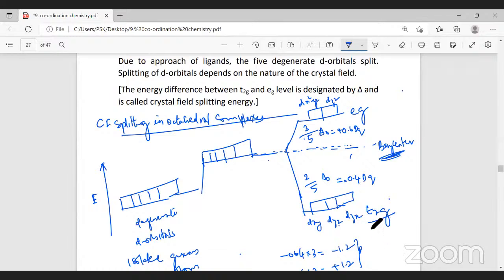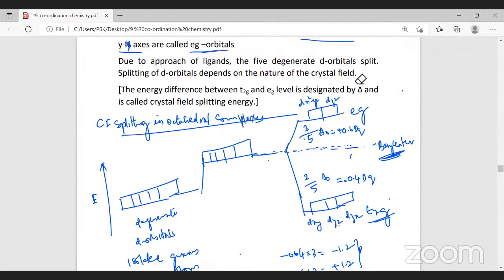So the T2G level. If I write dxy, what do you mean by dxy? If I write this is the x orbital and this is the y orbital, the ligand will approach in between. Therefore, the repulsion will be minimum, and there will be a decrease in energy. Did you follow this, students? Yes, sir.